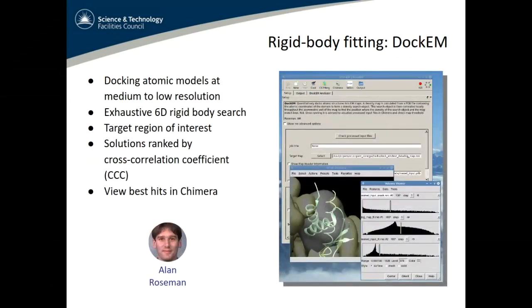For lower resolution, we have a tool called DocEM from Alan Roseman's group in Manchester. This does an exhaustive 6-dimensional search that's a little bit slower, but still pretty fast considering. You can use this to search a target region of interest, and the key difference of this from something like MolRep and most other tools is that this gives you a table of ranked solutions. So rather than just giving you one best hit, it gives you a number of possible hits, and you can then open these all up in Chimera and examine them and decide for yourself which one is more likely to be correct.